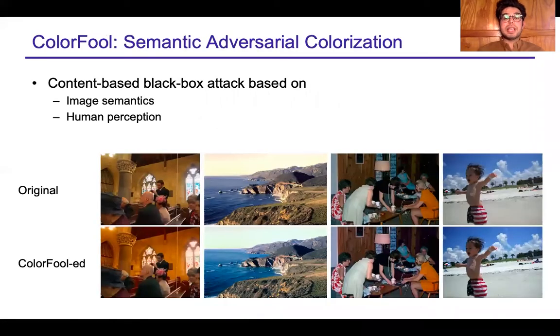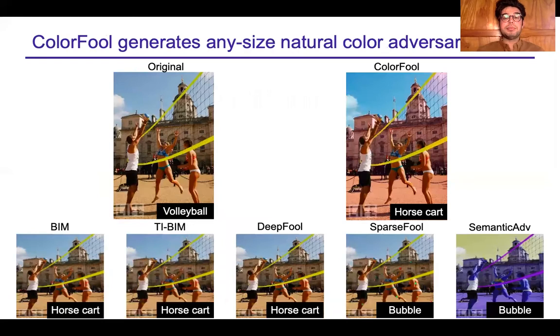We propose a black box unrestricted content-based adversarial attack that also exploits the human visual system to generate natural color adversarial images. Colorful generates any size natural color adversarial images.